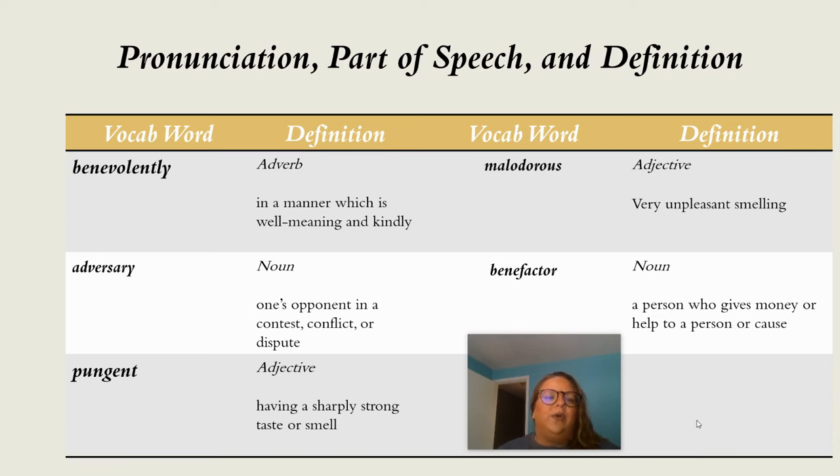We have some new vocab words. Our first word is benevolently, which is an adverb. It's a manner in which is well meaning or kindly. Malodorous is an adjective, which is very unpleasant. Adversary is one's opponent in a contest, conflict, or dispute. Pungent is having a sharply strong taste or smell. And benefactor is a noun, and that's a person who gives money or help to a person or cause.